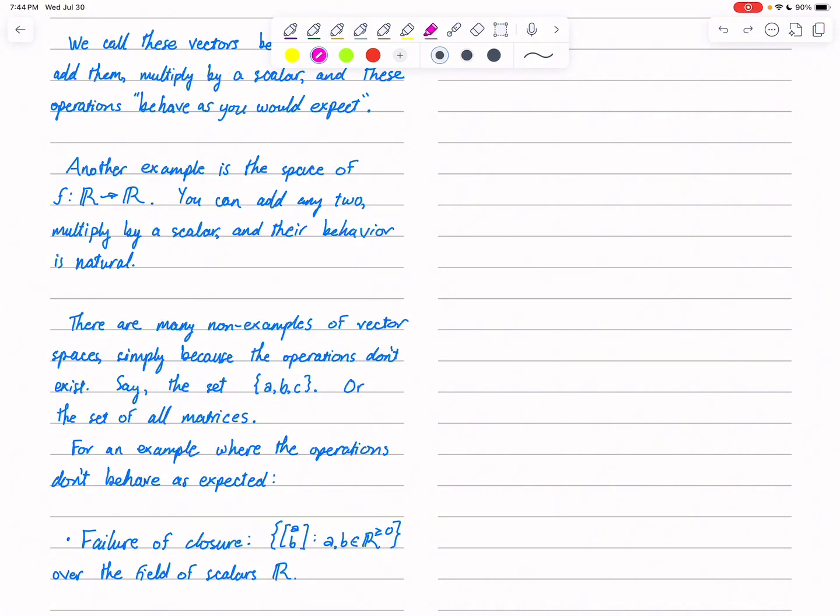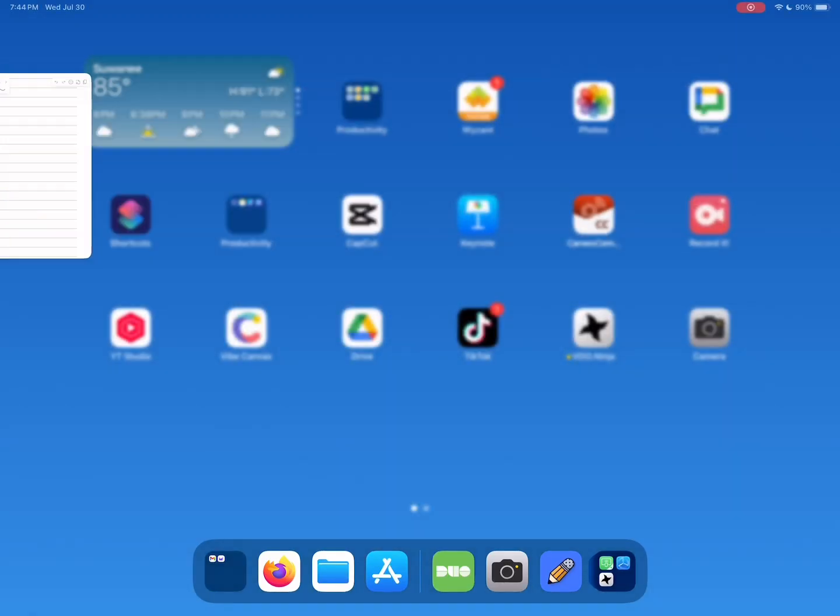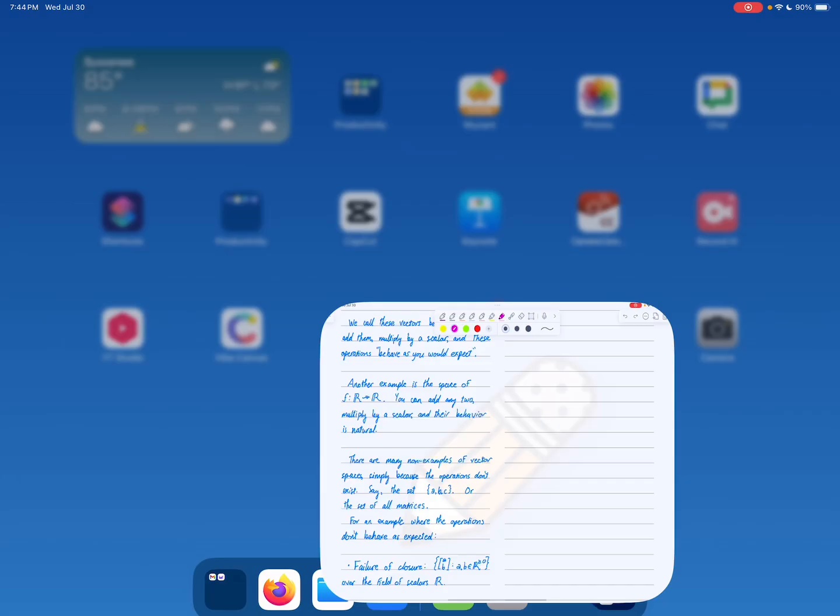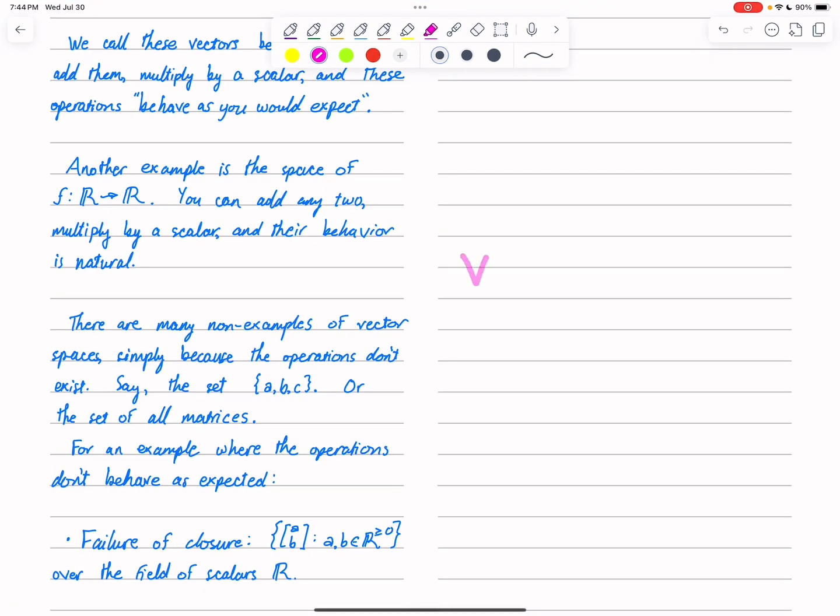It's got commutativity, right? So if you took a vector v plus w in this set, it would get you the same thing if you did w plus v. So it satisfies commutativity, which is going to turn out to be another one of those behave-as-you-would-expect properties for vector addition. So it satisfies that. So what's it missing? What's the thing that this example doesn't have?